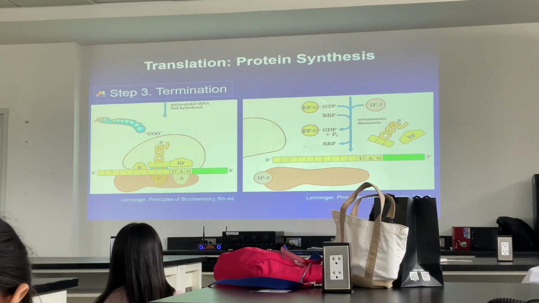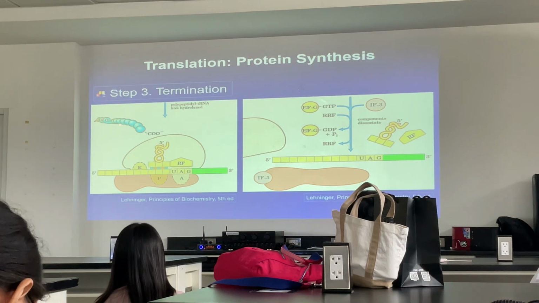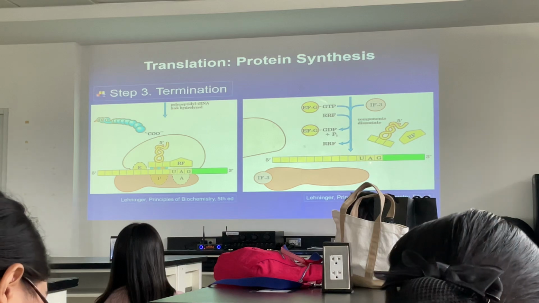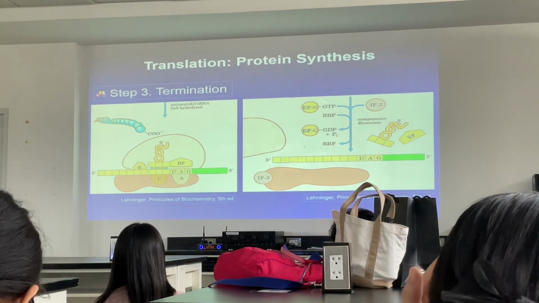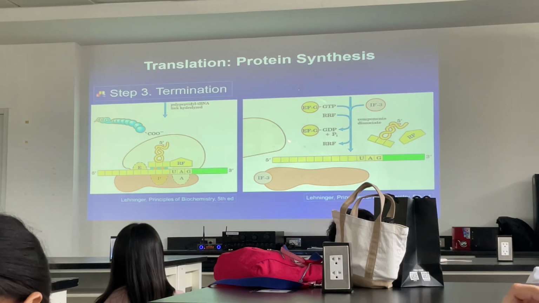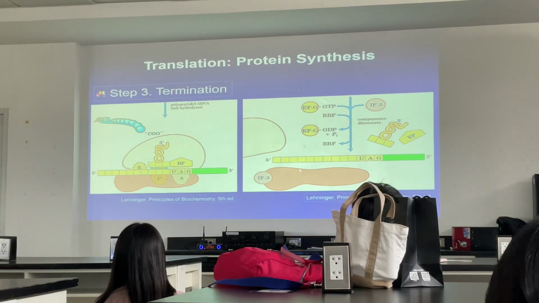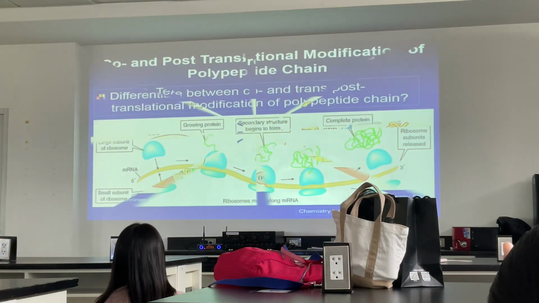So those are the things that will happen during termination: release of the polypeptide chain, dissociation of the mRNA ribosomal complex, and dissociation of the small and the large ribosomal subunit.